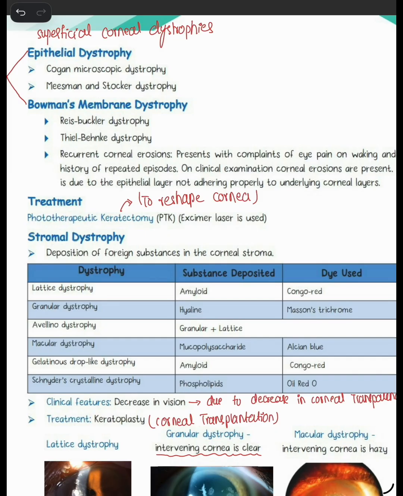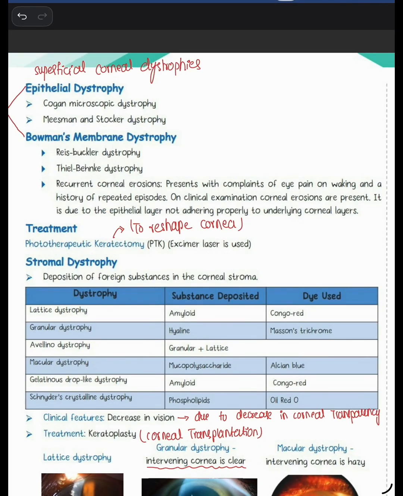And what about the Bowman's membrane dystrophy? It has the following types: Reis-Bücklers dystrophy and Thiel-Behnke dystrophy. Recurrent corneal erosion occurs because the corneal epithelium is not adhering properly to the underlying corneal layers. These patients present with eye pain on waking and a history of repetitive episodes of corneal erosions. What is the treatment? Treatment is phototherapeutic keratectomy to reshape the cornea, in which the excimer laser is used.